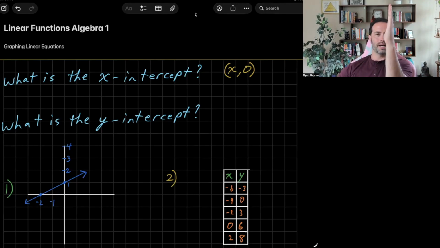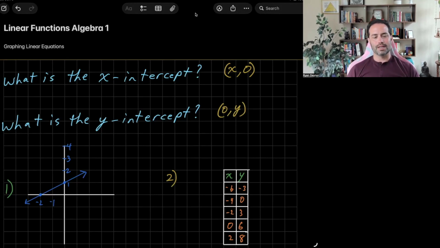Now if I look at the y-intercept, same thing. In this case, we're dealing with linear functions, so our equation will cross the y-axis at a certain point. If I'm crossing at a certain point on the y-axis, that means I am not moving left or right, so the x will be 0. It'll always look like this: 0, comma, whatever the y point is.